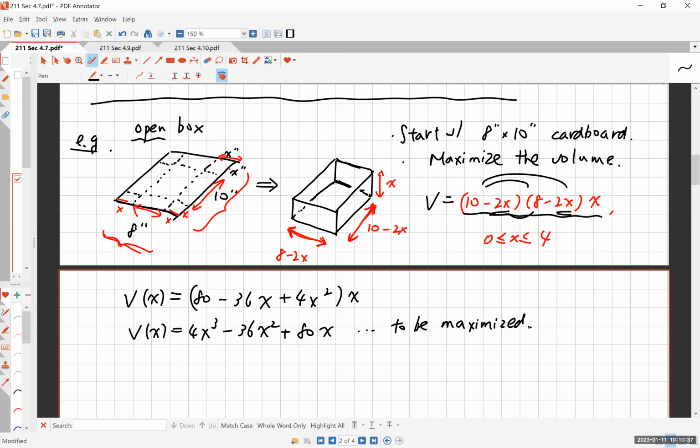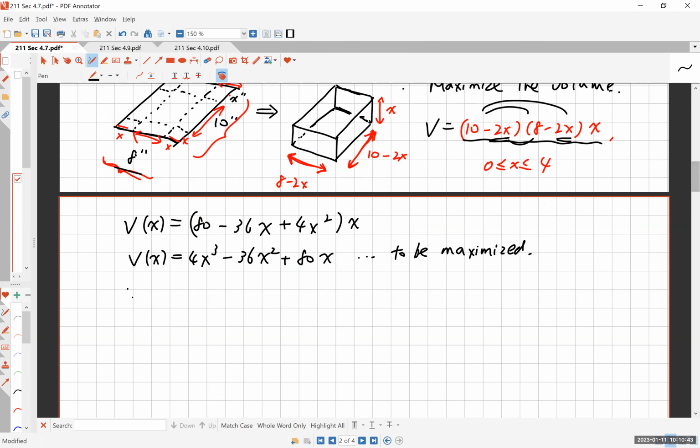Right, now the constraints are already embedded in here because we started with the 8 by 10 cardboard. So this is really all you need for this problem, okay, before you take the derivative. All right, and then when you take the derivative, oh, by the way, what kind of function is this? It's cubic. The leading coefficient is 4, which is positive. So you can expect the graph to go like this. Now I don't know where x is 0 and so on. And so that's yet to be seen.